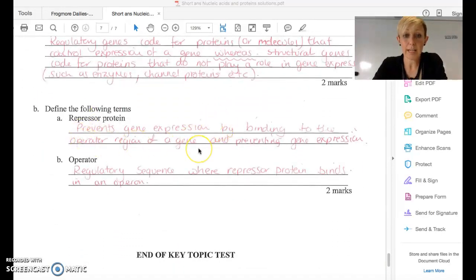A repressor protein is a protein that binds to the operator region and can turn off gene expression. Straightforward recall. And the operator, it doesn't say the operator region, but the operator is a regulatory sequence. So it's still a DNA sequence, but it does not lead to a protein being produced. It doesn't code. It's not a gene as such. It's what we call a regulatory sequence, and it's the place where the repressor protein binds in the operon.